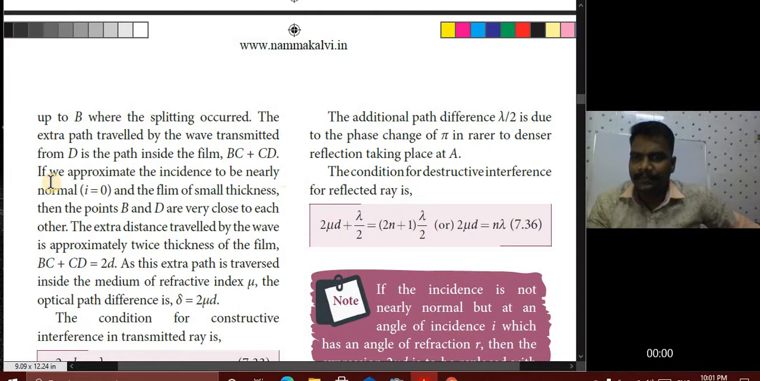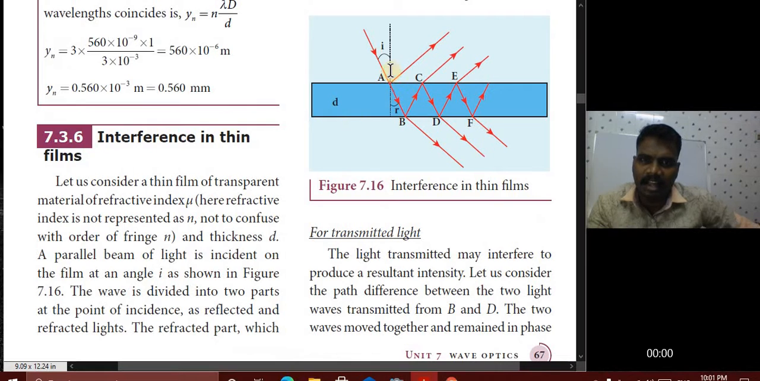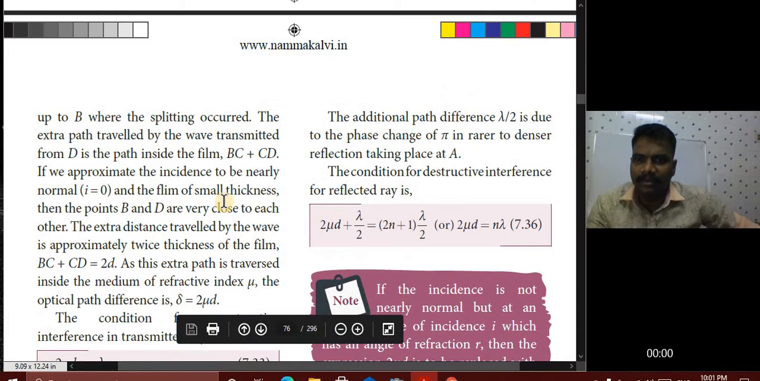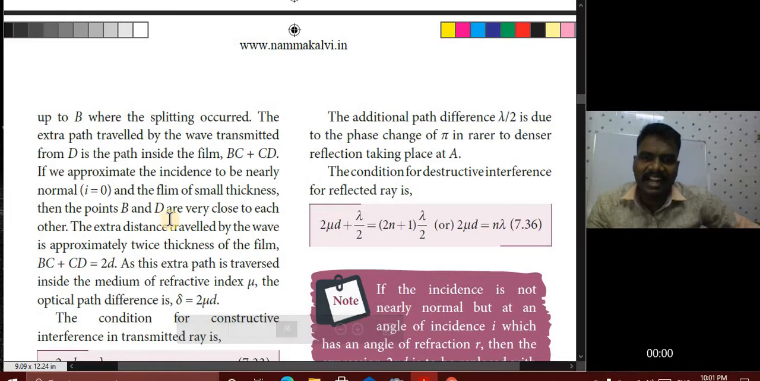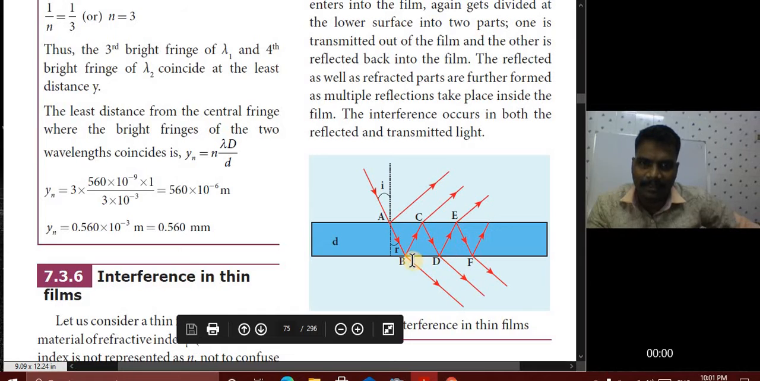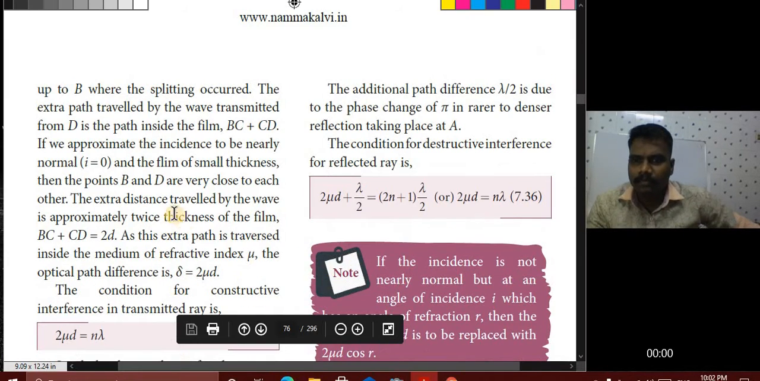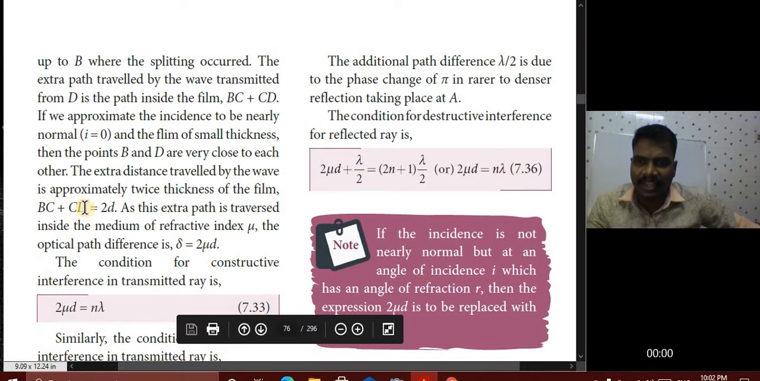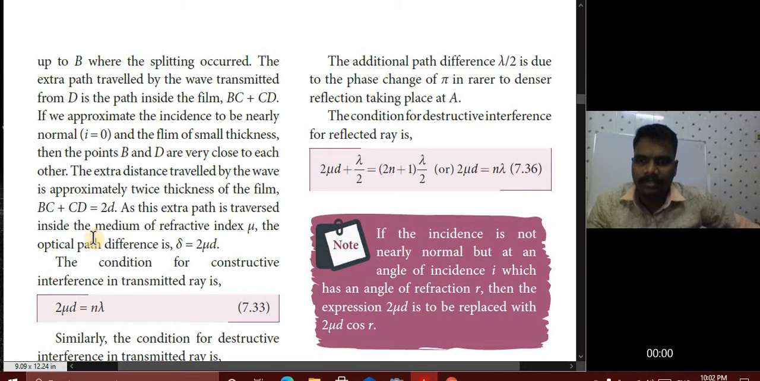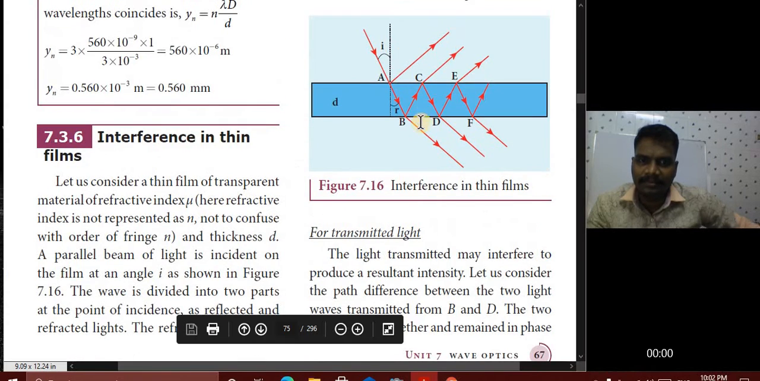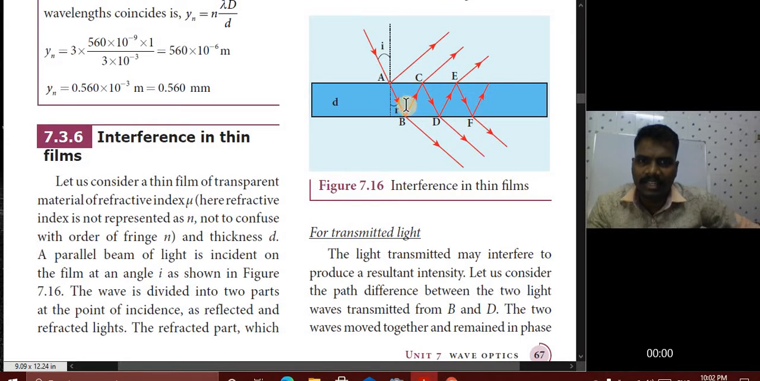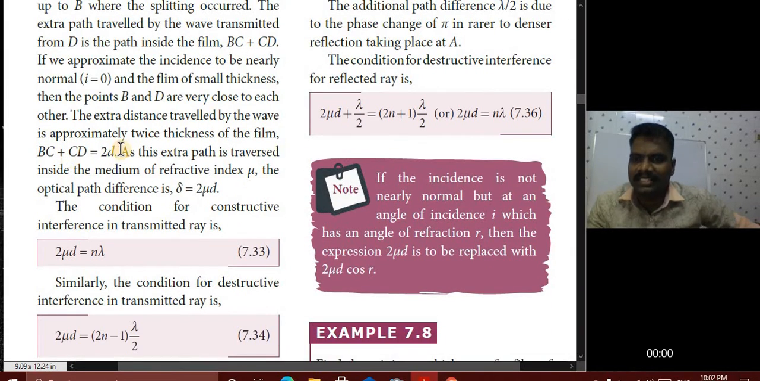If we take the incident light to be nearly normal, i is equal to 0, that means the incident line coincides with the normal line. And for a film of small thickness, the points B and D are very close to each other. The extra distance traveled by the wave is approximately twice the thickness of the film. That means A to B is one thickness d, and then B to C is another thickness d. So d plus d is 2d. So BC plus CD is equal to 2d.